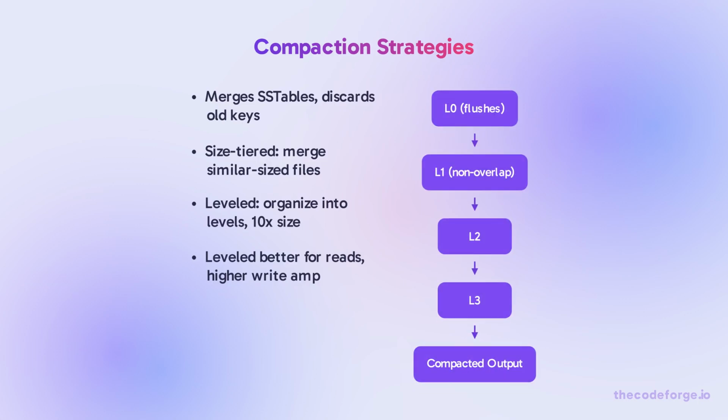Compaction merges multiple SSTables into one, removing overwritten and deleted keys. Size-tiered compaction merges files of similar size, while leveled compaction organizes SSTables into levels with exponentially increasing size. Leveled is better for reads, but causes higher write amplification.